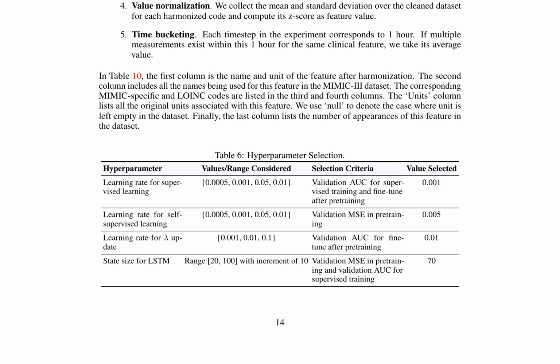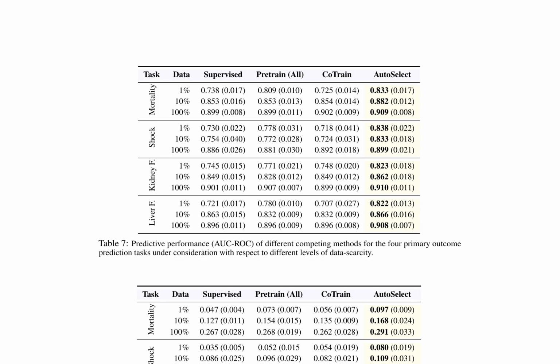Hyperparameter selection is performed through validation, optimizing the validation AUC and MSE. The selected hyperparameters are listed in Table 6, including learning rates for supervised and self-supervised learning, lambda update, and LSTM state size. The authors evaluated the predictive performance of 3 methods: supervised pretrain-all, co-train, and auto-select on 4 primary outcome prediction tasks: mortality, shock, kidney failure, and liver failure, under varying levels of data scarcity.